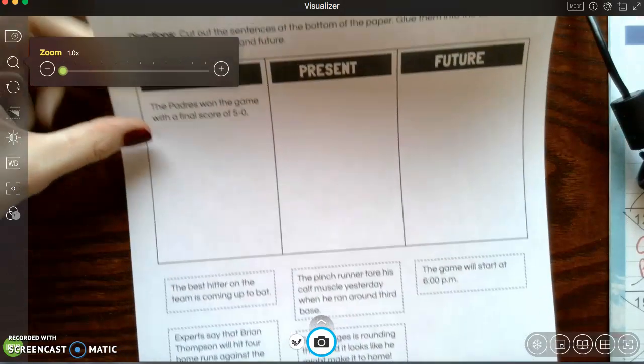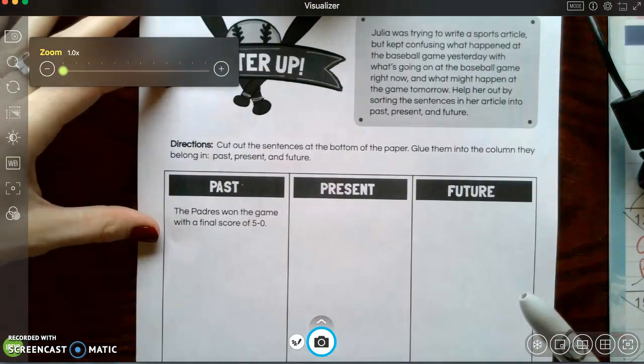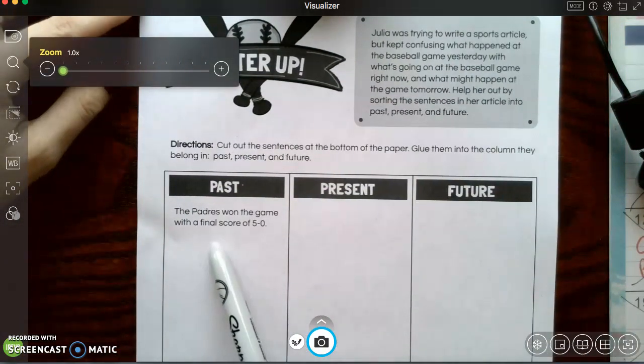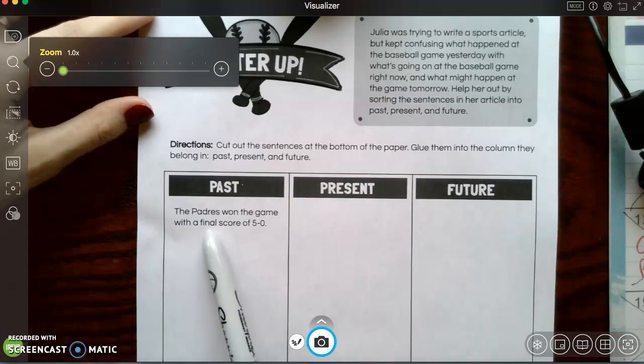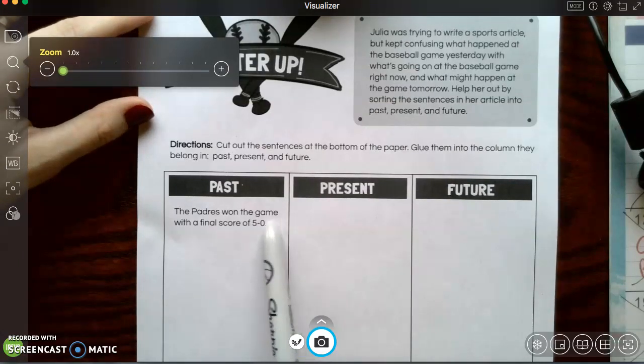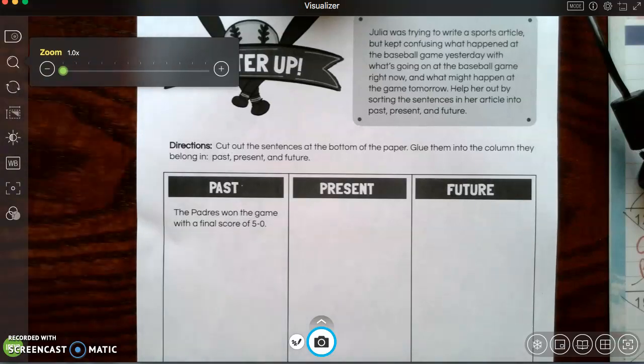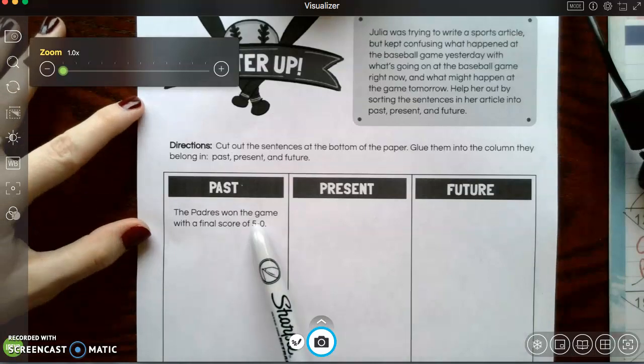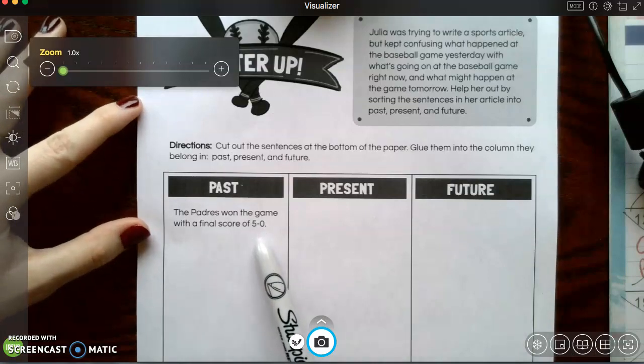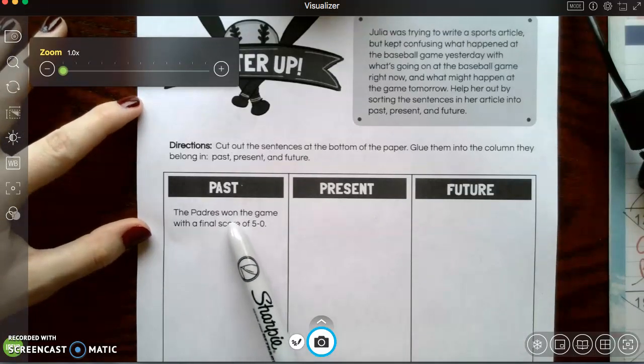So let's do one together. They actually give you an example of one that is written in the past tense already about the game. The Padres won the game with a final score of 5-0. So because we see this verb won, that's the past tense form of the verb win. So we know that it happened in the past. The game's already over. This is the final score. It's done. It's happened in the past. So that's why this verb is in the past tense.